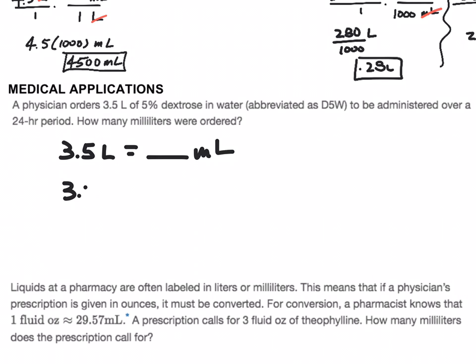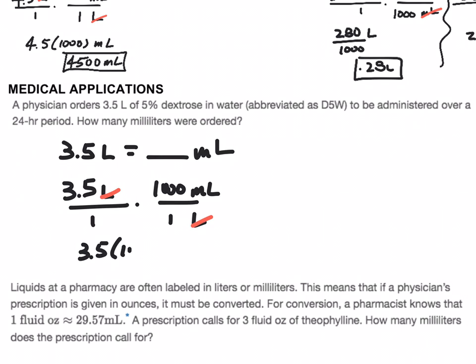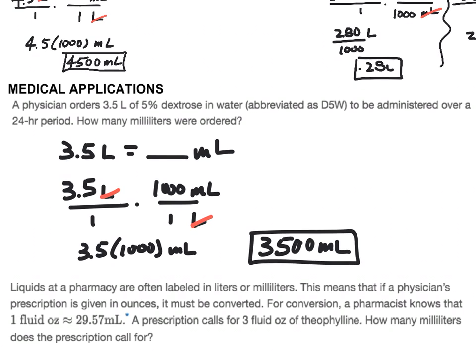So let's convert this. I've got 3.5 liters over 1. I'm going to multiply that with liters on the bottom, milliliters up top. For 1 liter, I have 1,000 milliliters. We can go the other way as well, but I kind of like just using this one. These numbers are nice and easy. So my liters divide out, and we are left with 3.5 times 1,000 milliliters. So if I do 3.5 times 1,000, that's going to give me 3,500 milliliters. And that's it.